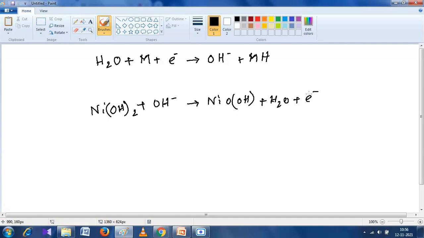This left to right reaction happens during the charging, and during the discharging the opposite reaction happens. At the negative plate, the metal reacts with water and absorbs hydrogen to produce MH and OH minus ion. This OH minus ion reacts with nickel hydroxide and produces nickel oxide hydroxide and water. This left to right reaction is during charging, and during discharge the right to left reaction happens.